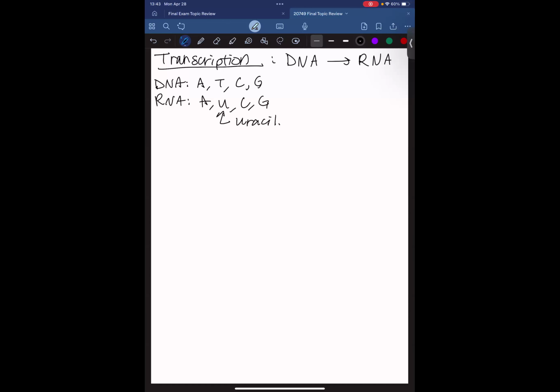Whereas A, C, and G are always the same. A is adenine. C is cytosine. G is guanine. And then T for DNA is thymine. Okay.